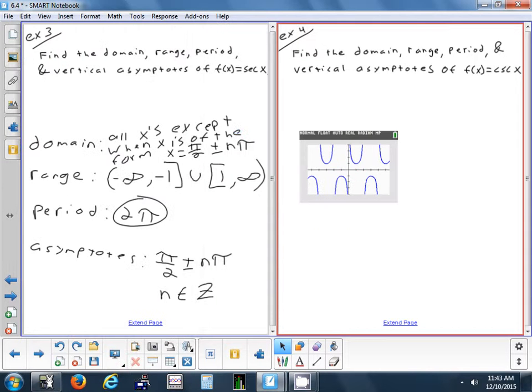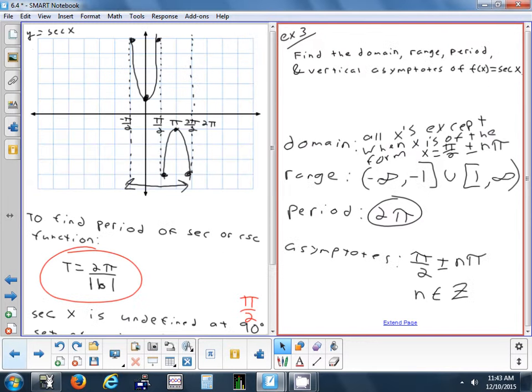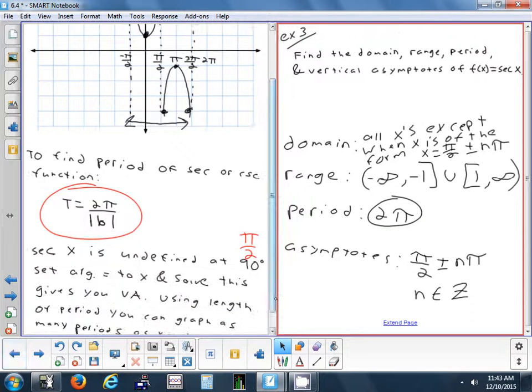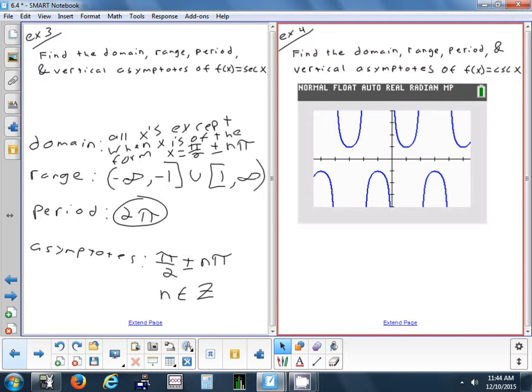So if we look at it, notice in this one the y-axis is a vertical asymptote. For this one, where did I put it? The y-axis cut right through one of the shapes. So it's basically the same graph, just translated 90 degrees. Okay? That's how I would think of it. It's basically just a translation 90 degrees, or pi over 2 radians.